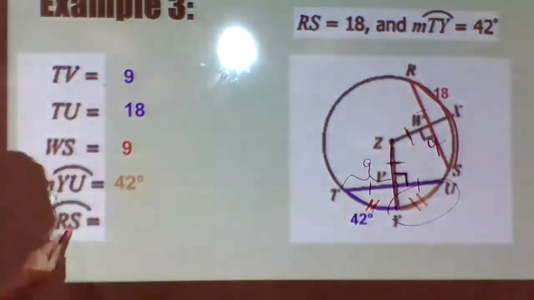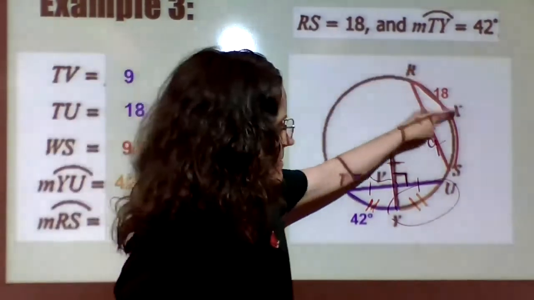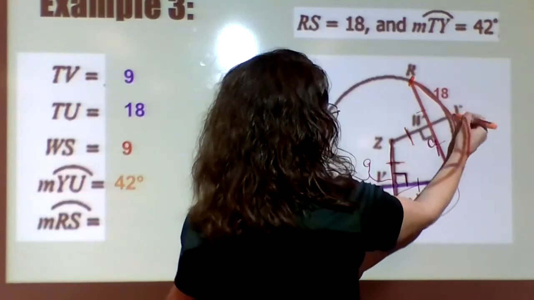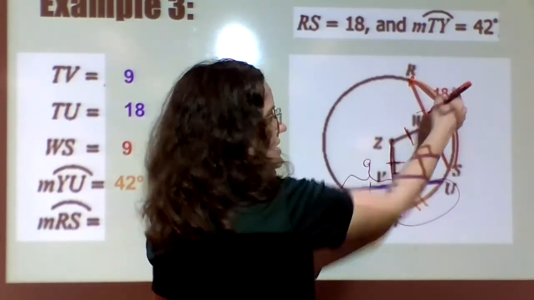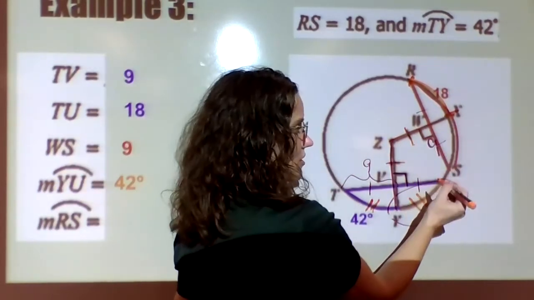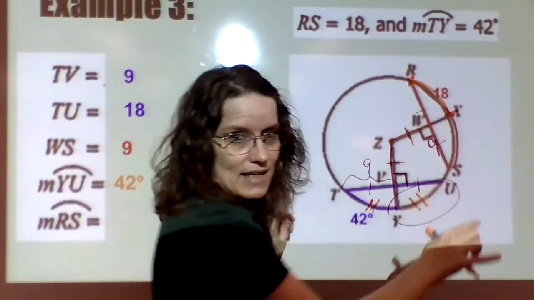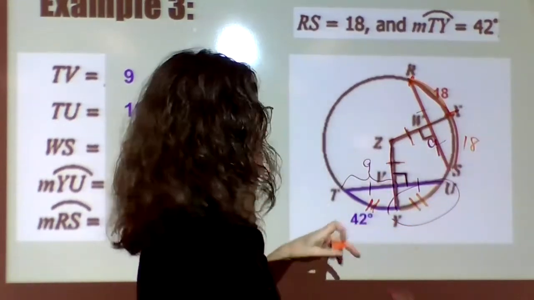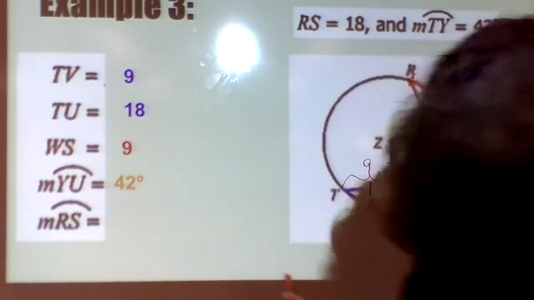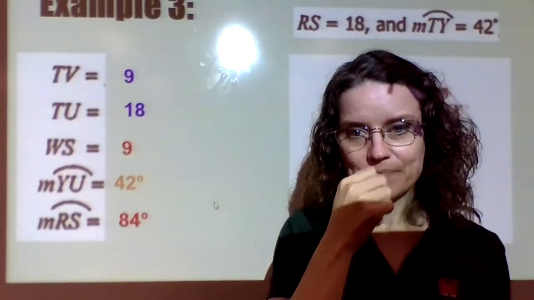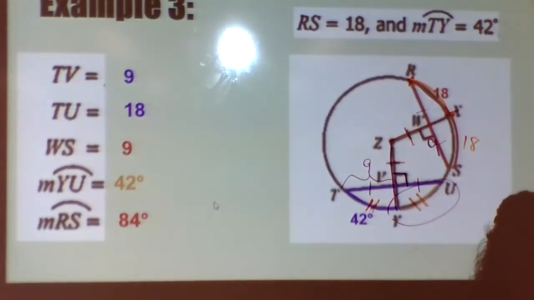Now I'm looking for arc RS. So RS is this big red arc here. Well, again, I have this much of the arc right here, and it's 18. Well, since my radius is perpendicular, I know that it's going to bisect that arc. And so if this half is 18, this half must also be 18. And so then the whole thing must be the sum of them both and add up to RS. Where did I get 84?